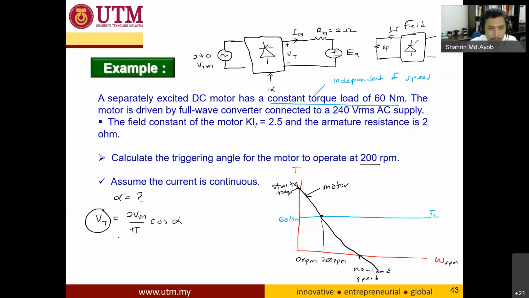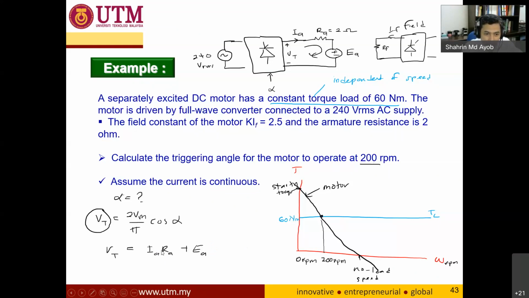So to calculate the VT, what you need to do is use the KVL here. From here, we know that VT is equal to IA RA plus EA. Is it correct? Okay. So right now, we have a problem. We don't know the value of IA. We also don't know the value of your back EMF, which is proportional to the speed. We know the speed, but we need to obtain something.